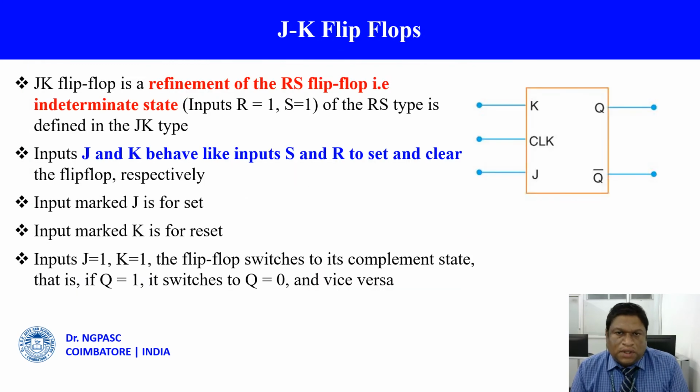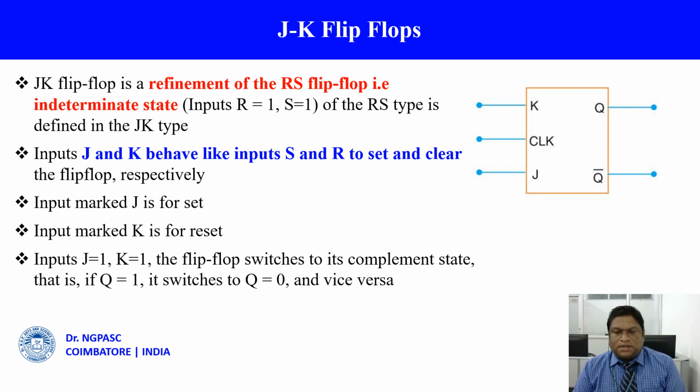Okay. So we'll go to the next flip-flop, called the JK flip-flop. It is a refinement of the RS flip-flop. It has a clock input, J and K inputs, and 2 outputs Q and Q bar. Inputs J and K behave like the inputs S and R. The input marked J is for set and the input marked K is for reset. If the inputs J equal to 1 and K equal to 1, the flip-flop switches into the complement state. That means Q equal to 1 switches to Q equal to 0 and vice versa, depending upon the clock pulse input.